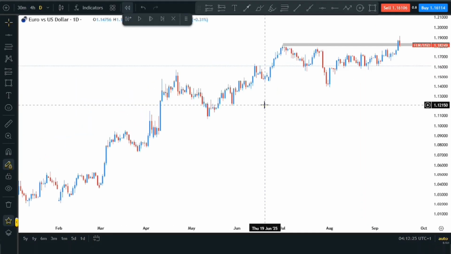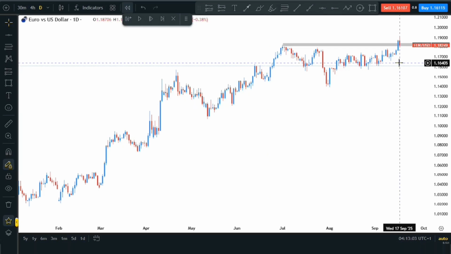Example number 2. I'm going to be using the chart of Euro versus US dollar as an example. My higher time frame remains the same as the daily time frame.